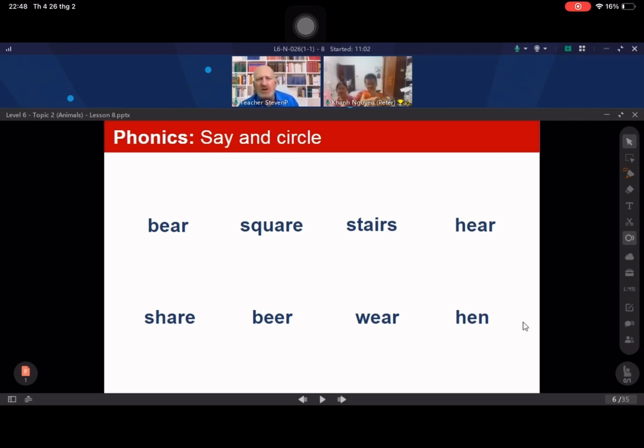So let's look at which words make the air sound. Peter, bear, does it make the air sound? Yes or no? No. Are you sure? Yes. What about this one, Mia? Square. Yes or no? Yes, it makes the air sound. Okay, Peter, stairs. Yes, that's right. Mia, here.